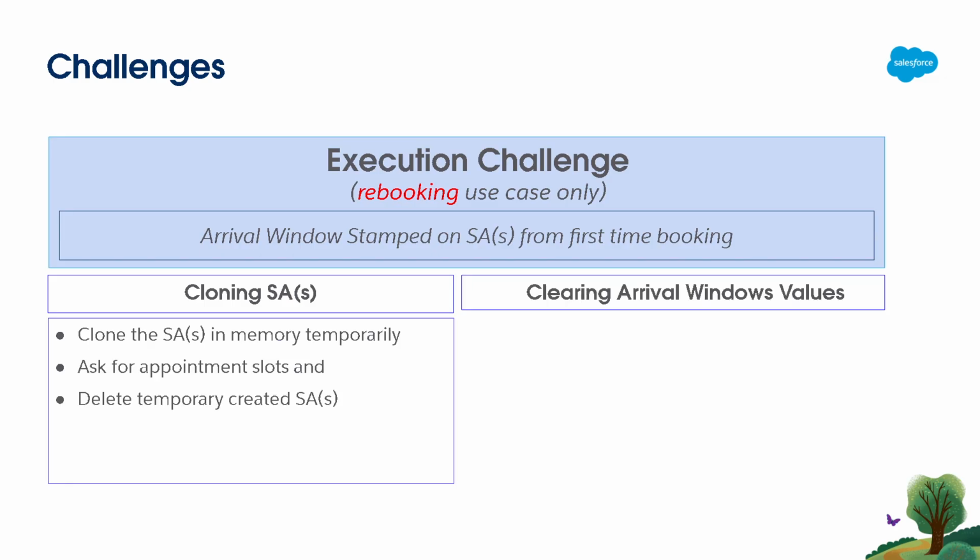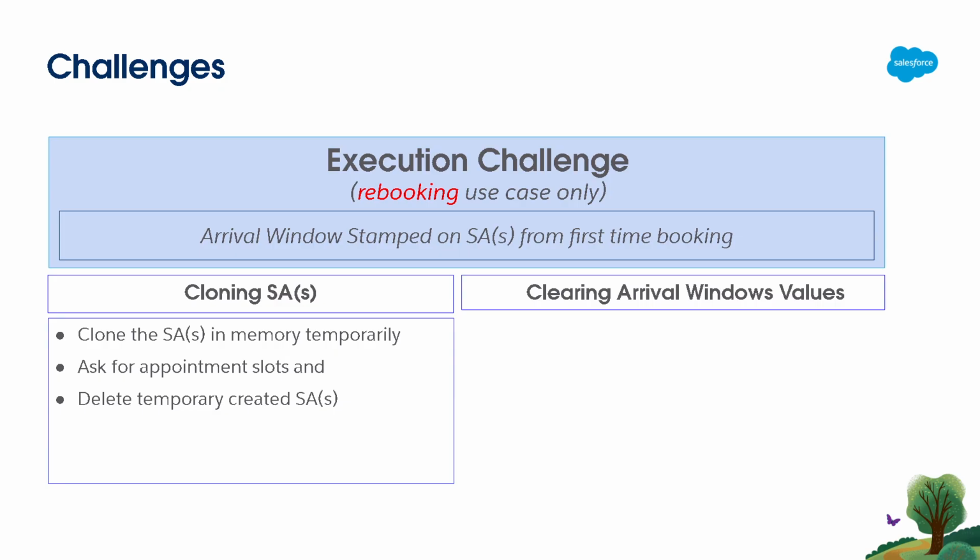If you want to clone the service appointments, then when a request comes for rebooking a service appointment, we clone that appointment in memory temporarily without arrival windows. And then we ask for appointment slots as if it was never booked. Once we get those slots, we delete that temporarily created SA and return those slots to the user to choose one of them.